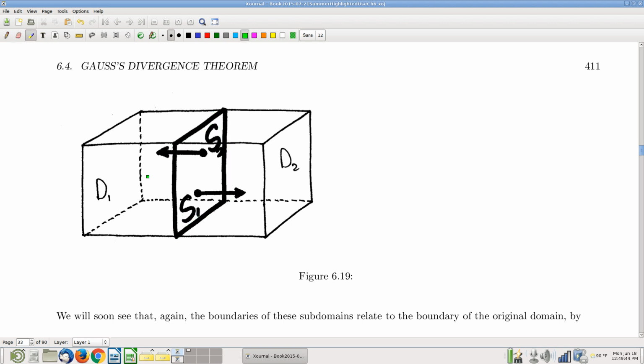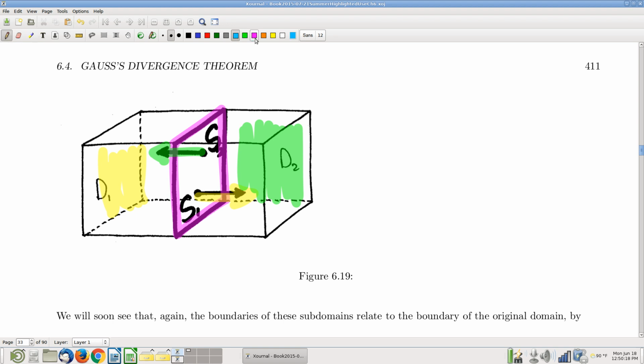Let me make a better color choice. This face, which thought of as part of the boundary of D1 is oriented that way. Thought of as part of the boundary of D2 is oriented that way. And so when you take the boundary of D1 plus the boundary of D2, you have two terms that include this face. They have exact opposite orientations. They cancel.